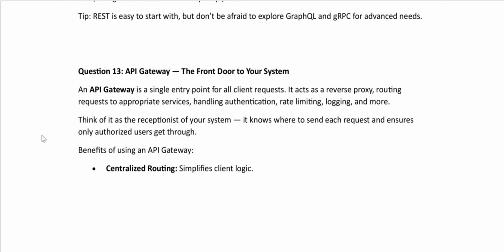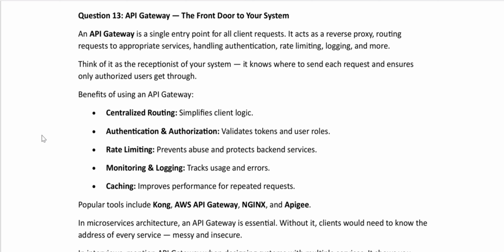Moving to the next question, what is an API gateway? The front door of your system, you can say. An API gateway is a single entry point for all client requests. It acts as a reverse proxy, routing requests to the appropriate service, handling authentication, rate limiting, logging, and more. Think of it as a receptionist of your system. It knows where to send each request and ensures only authorized users get through.